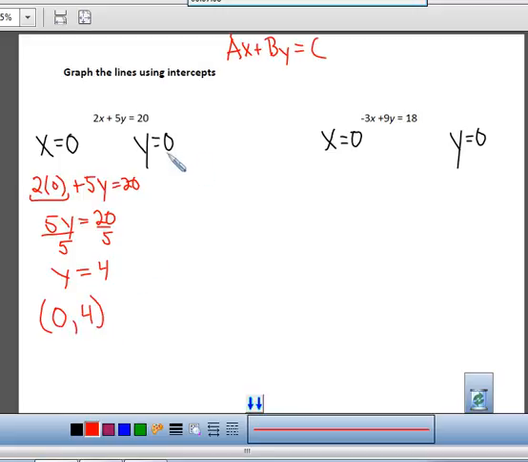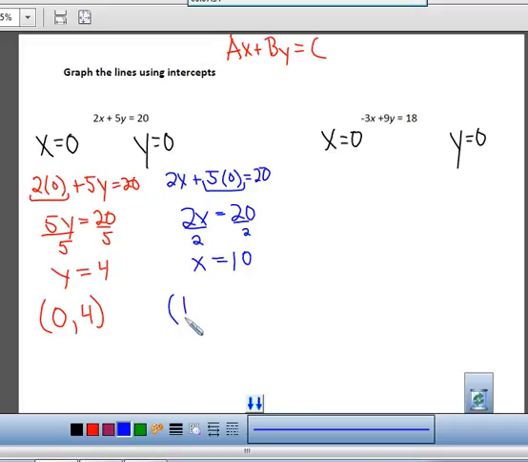Then I have y equals 0, so I'm going to do the same thing again, but I'm going to do 2x plus 5 times 0 this time. So 5 times 0 is 0, so I get 2x equals 20. Divide both sides by 2, and x is equal to 10. So my other point is 10, 0. Those are my x and y intercepts.